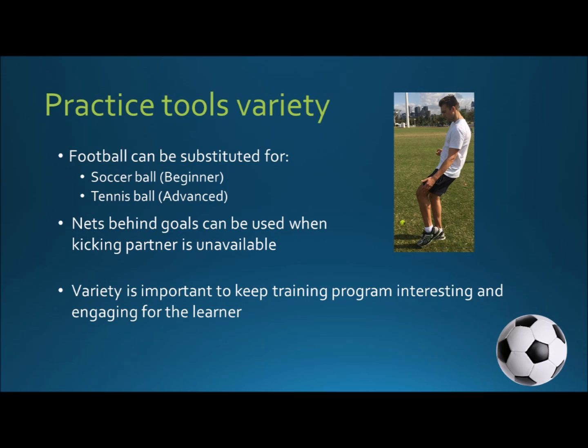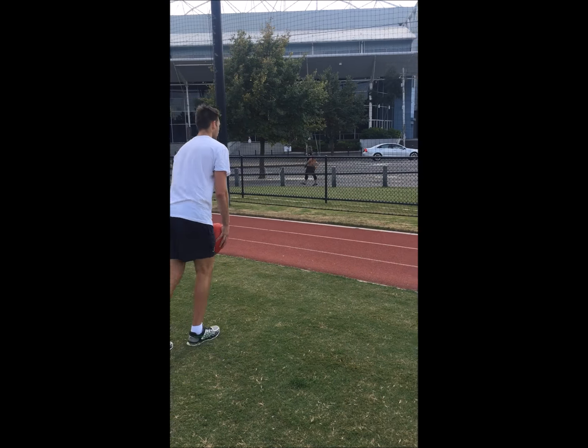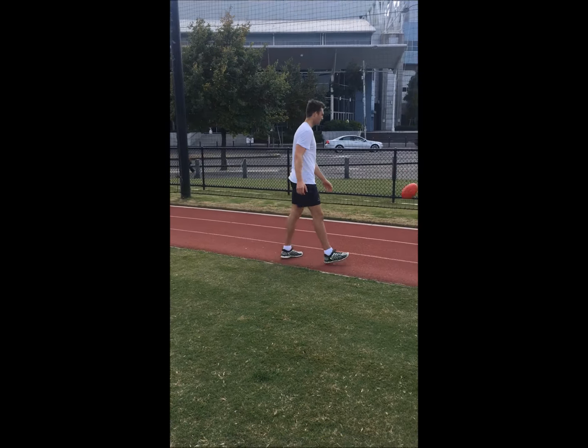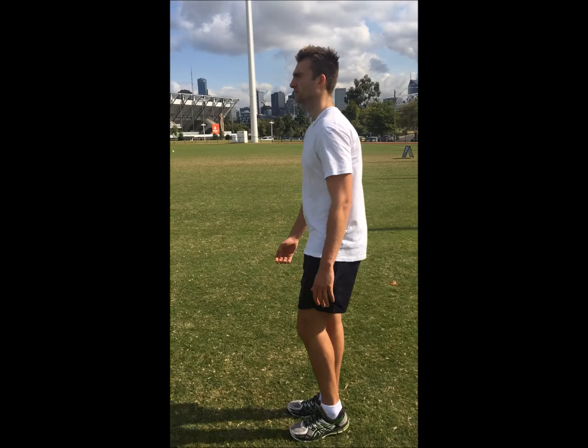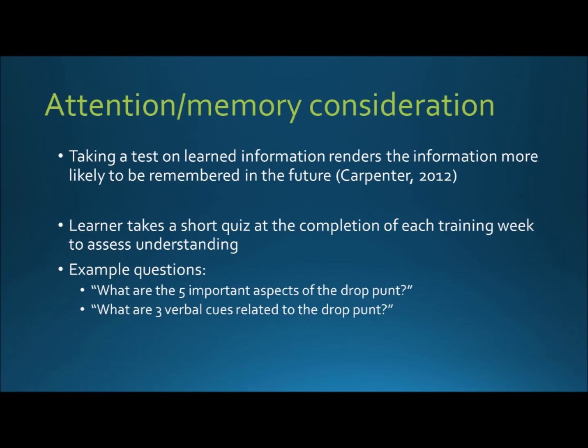Throughout the program, a variety of practice tools should be used to keep the learner interested. In week 5, the learner may supplement the football with a tennis ball for an added challenge. To ensure the learner pays attention throughout each session, a simple quiz should be taken at the end of each week, quizzing the learner on what they have learnt and understood.